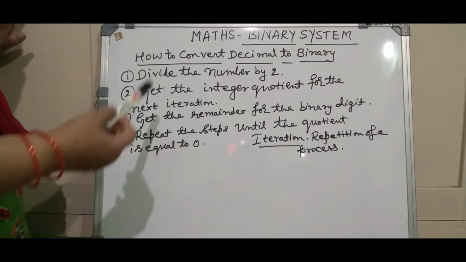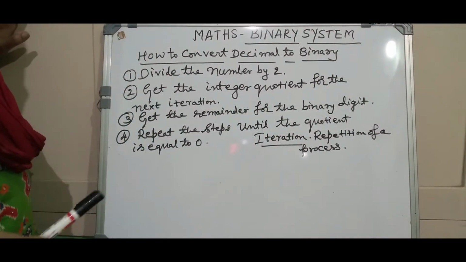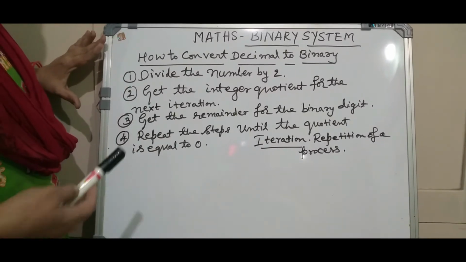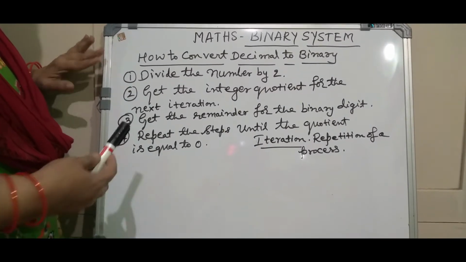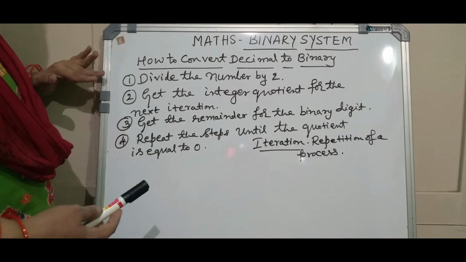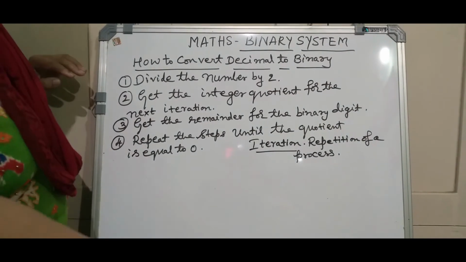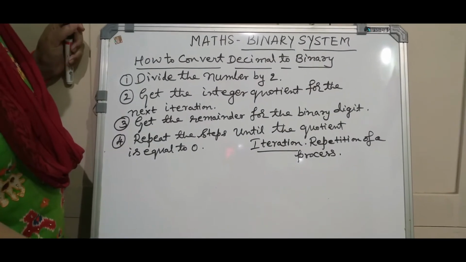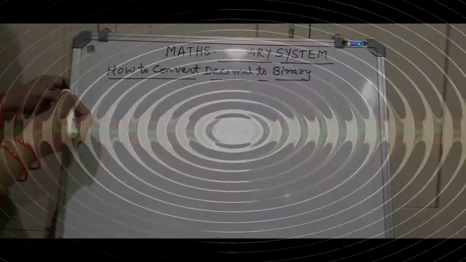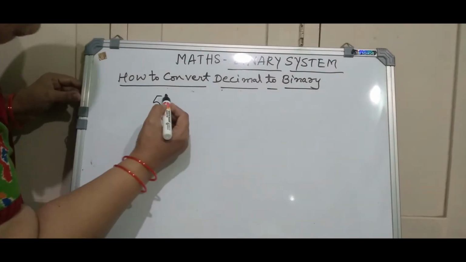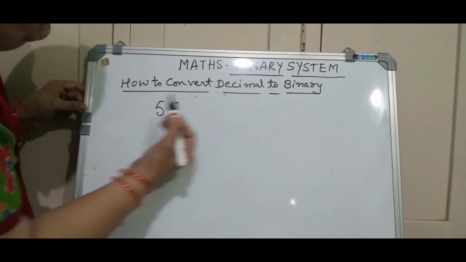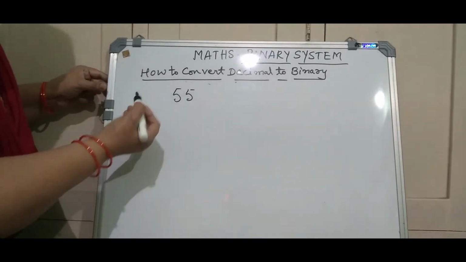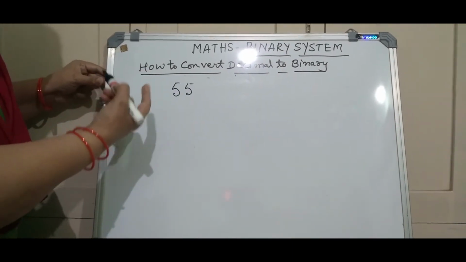Here, if I am giving you the points like this, you may be able to understand only some 30% of this. But of course you can do by this also. I will give you the example. Through examples only you will be able to understand the process. Let me consider the number 55. Here I have written the number 55. This is in the decimal system.